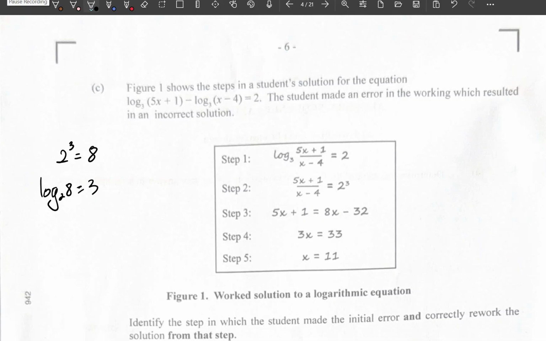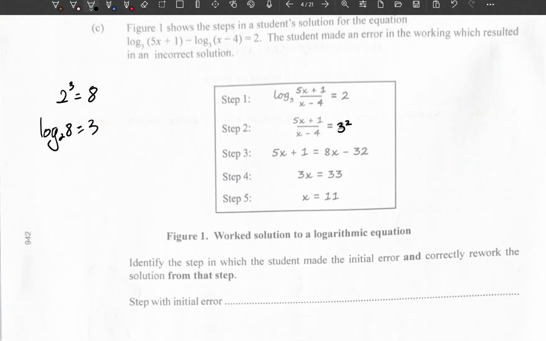So step 2 should have read, we have to raise 3 to the power 2 to get the number. Because again, the log answers the question, what power do we have to raise the base to get the number? Right, so here we have to raise the base of 3 to the power 2 to get this number. Right, so let's indicate that the error took place in step 2.